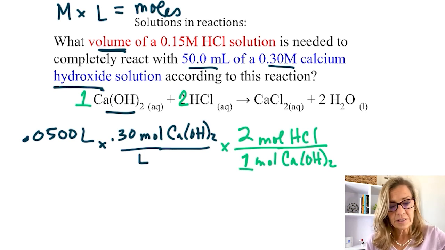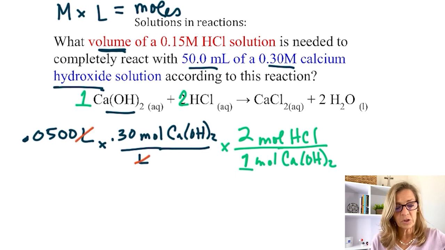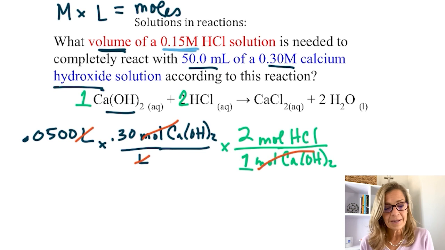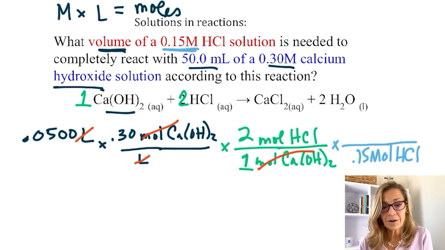Let's check our units here. Liters of solution, moles of calcium hydroxide. Now I'm in moles of HCl. And where do I want to go? I want to go to volume. What relates moles and volume? Well, it's the concentration of solution. So watch how I write this. I want moles on the bottom. So I know it's 0.15 moles of HCl per 1 liter of solution.